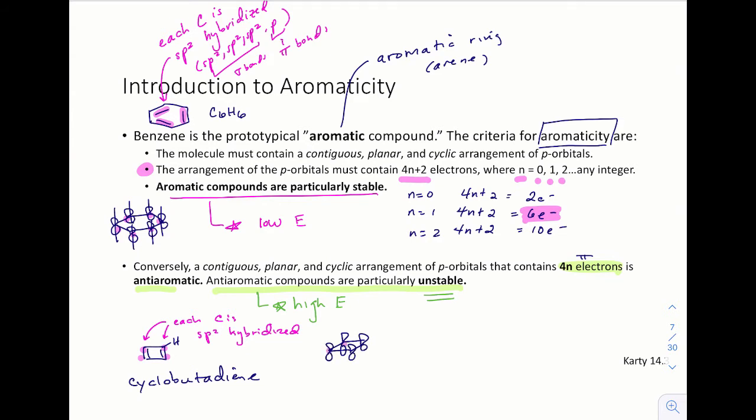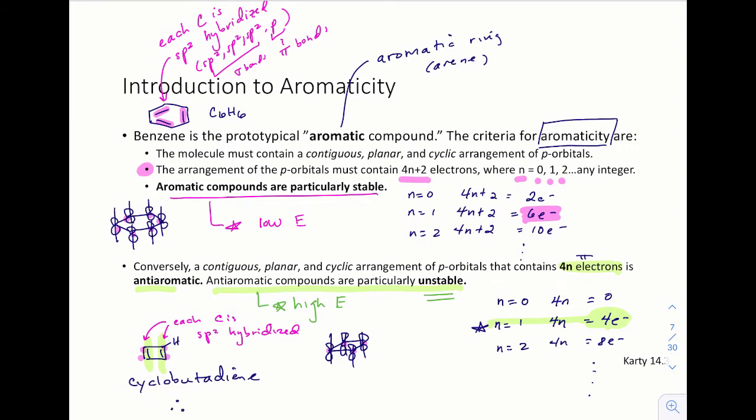Those p orbitals could be aligned if the 4 atoms are coplanar, and thus cyclobutadiene would have a contiguous, planar, and cyclic arrangement of p orbitals. But unlike an aromatic compound containing 4n plus 2 electrons, anti-aromatic arrangements of p orbitals contain 4n electrons. Again, where n is any integer. For cyclobutadiene, the 4 pi electrons, 2, 4, are an example of 4n electrons.